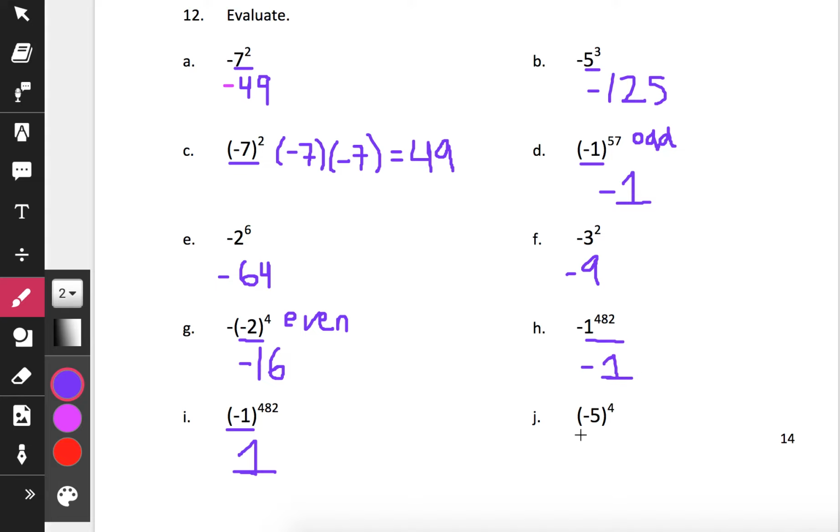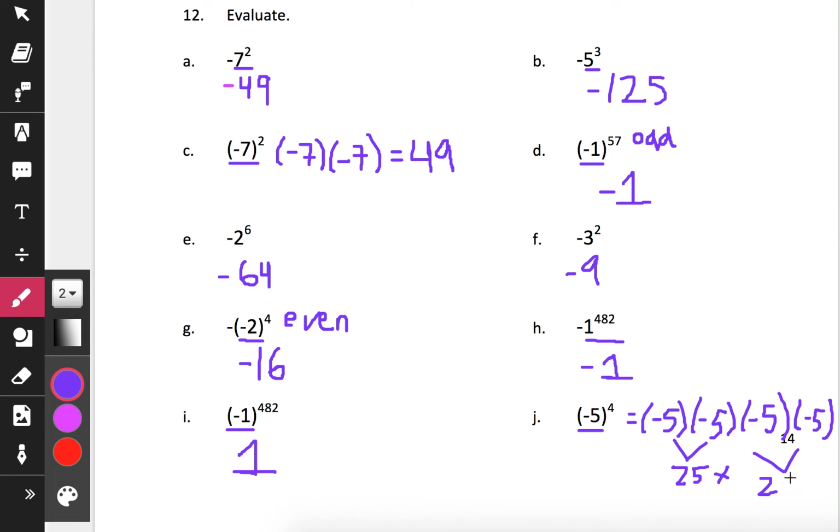And finally, letter J, negative 5 to the 4th power. Our base is negative 5, right? So if we wrote this out, it would be negative 5 times negative 5 times negative 5 times negative 5. And each of those pairs is going to equal 25. So 25 times 25, and that is 625.